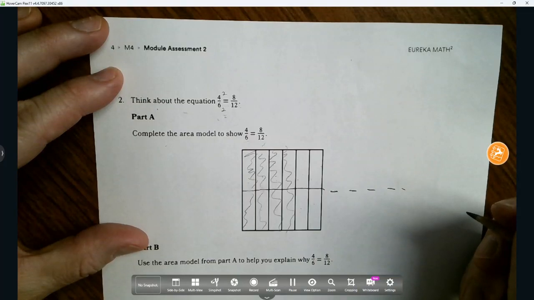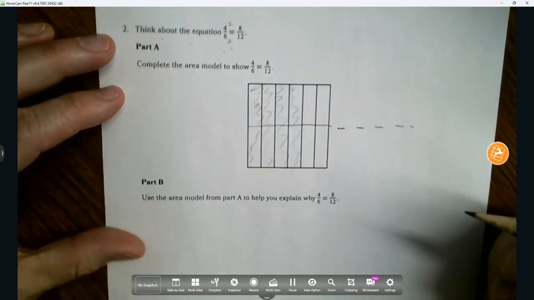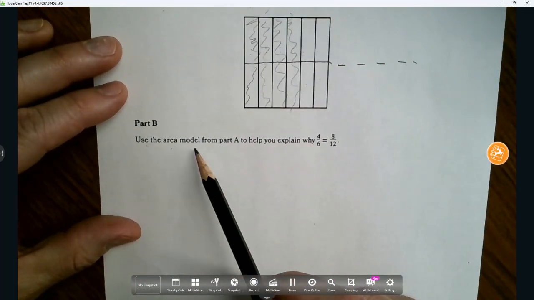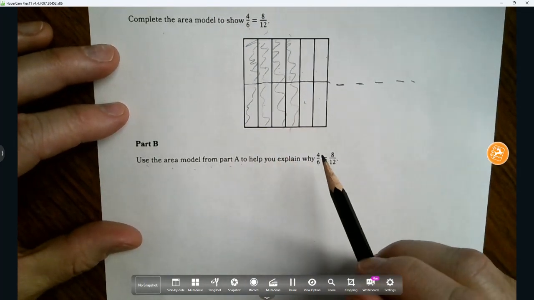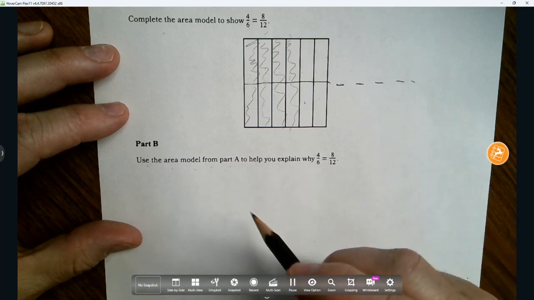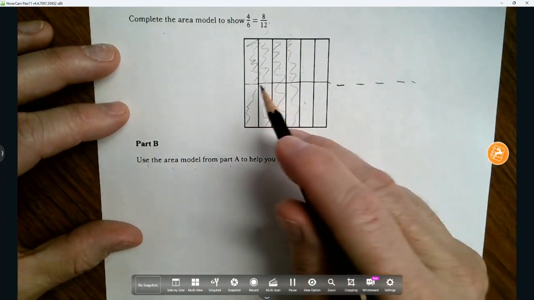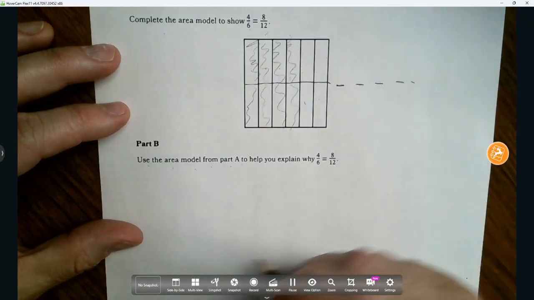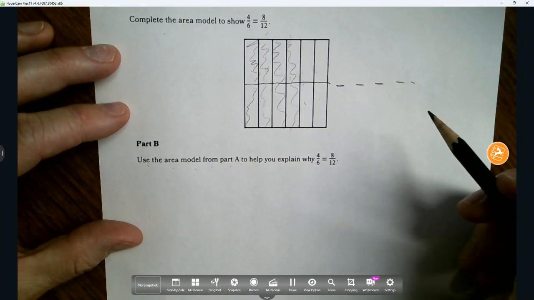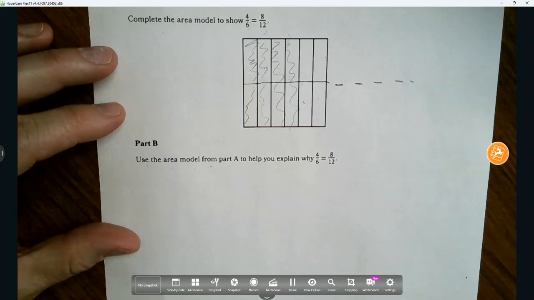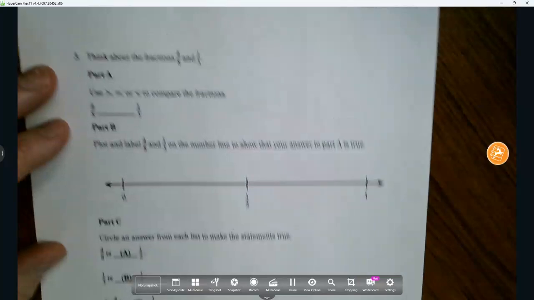All right? But as long as you can explain that, it should help. Maybe make the dash line if you think you need to. This one says, use the area model from part A, that would be this one, to help explain why 4/6 equals 8/12. This one you got to use your words. You can say, draw this area model, right, without the line, then draw the area model with the line and say what you did to make it now that you have double the pieces that you started with. All right, take your time on that. Don't let that one mess you up. All right, let's take a look at this page.